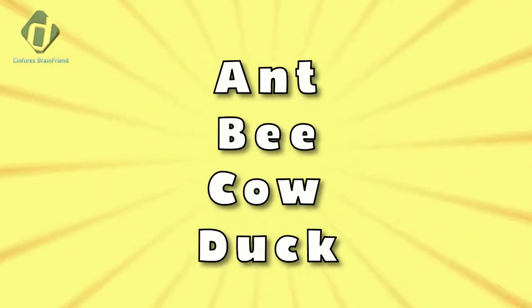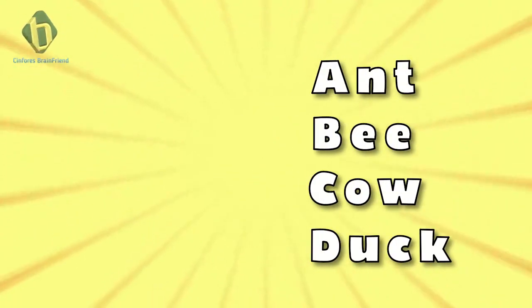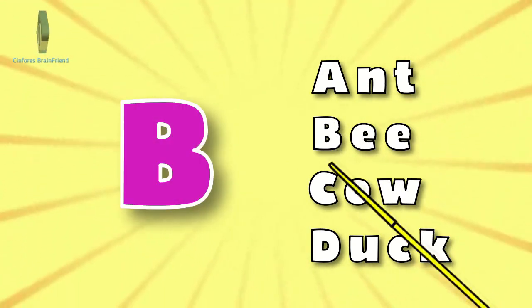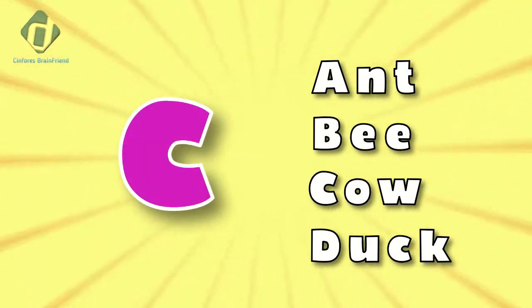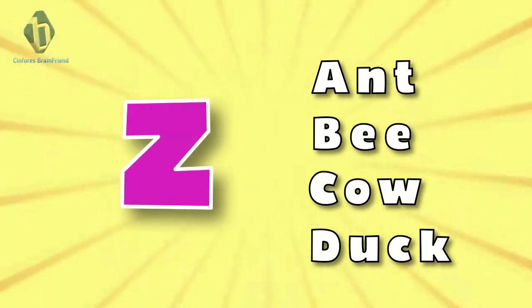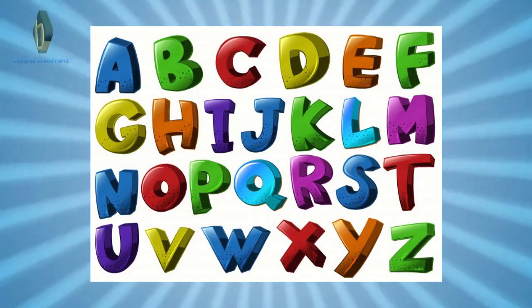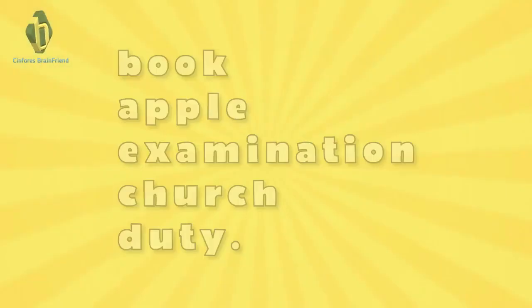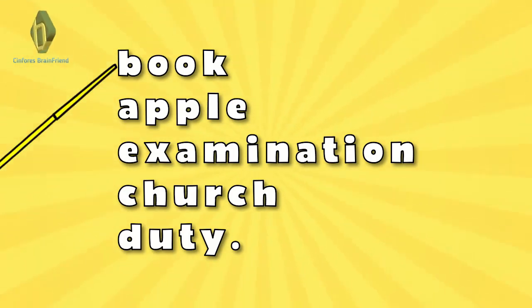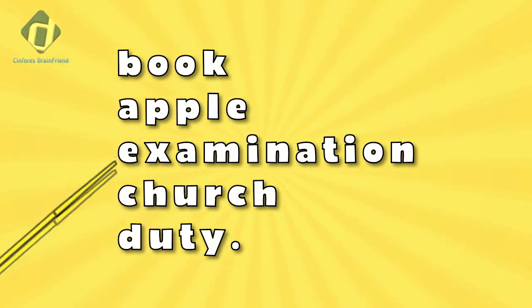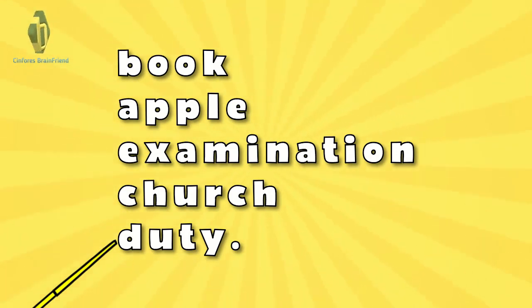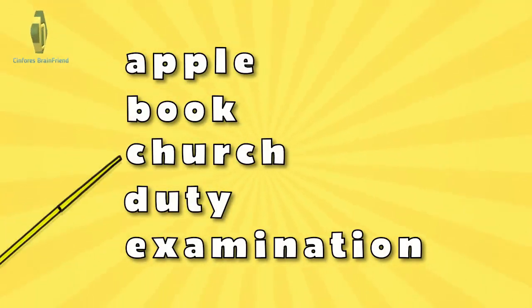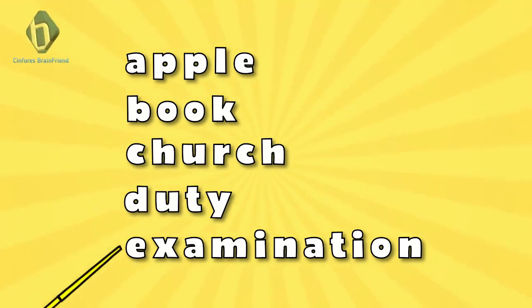So, we will need to begin with all the words that begin with the letter A, then B, C, and continue till we come to the last word that begins with Z. It is important that we remember the letters of the alphabet on a sheet of paper before arranging any list of words. Let us take these words for example. Book, apple, examination, church, duty. If we need to arrange these words in an alphabetical order, this is how it would be. Apple, book, church, duty, examination.